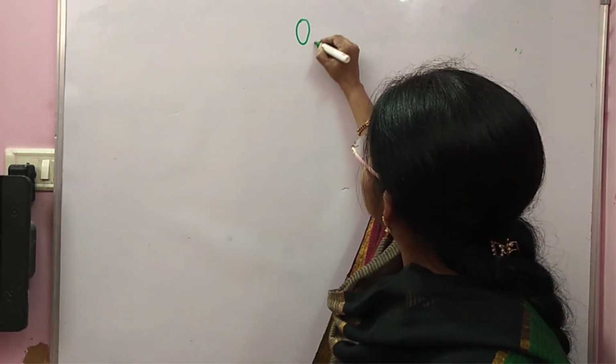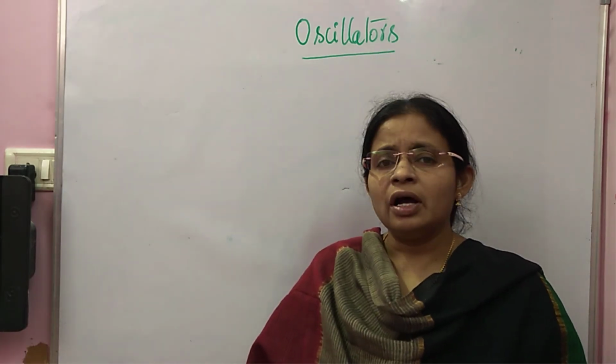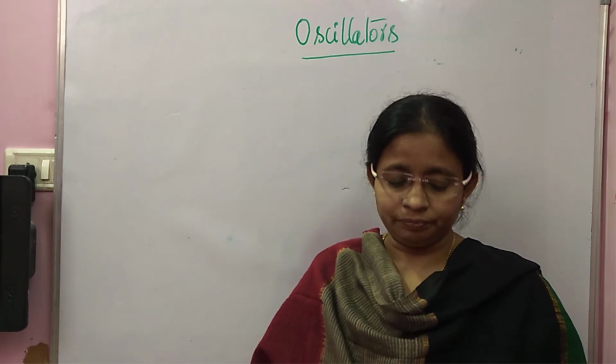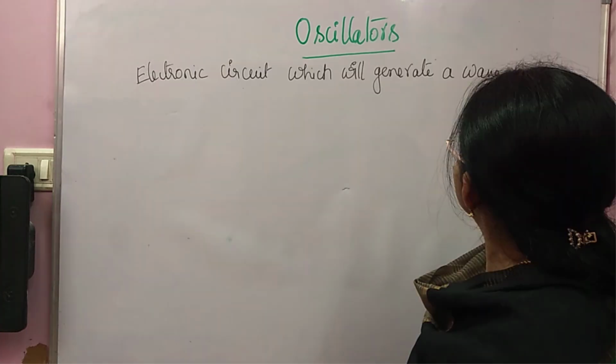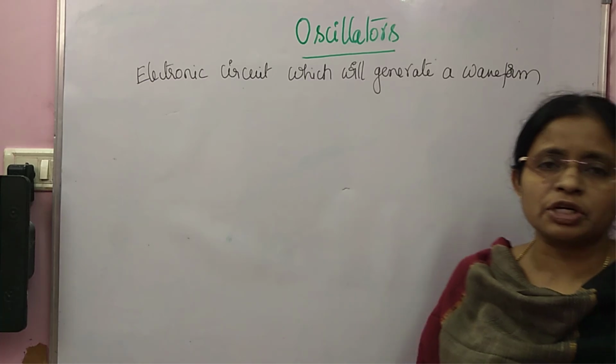Hello everyone. From today onwards, I want to start the concept of oscillators. First, we'll see what is an oscillator. An oscillator is an electronic circuit which will generate a waveform. Okay, so that is the definition of an oscillator.